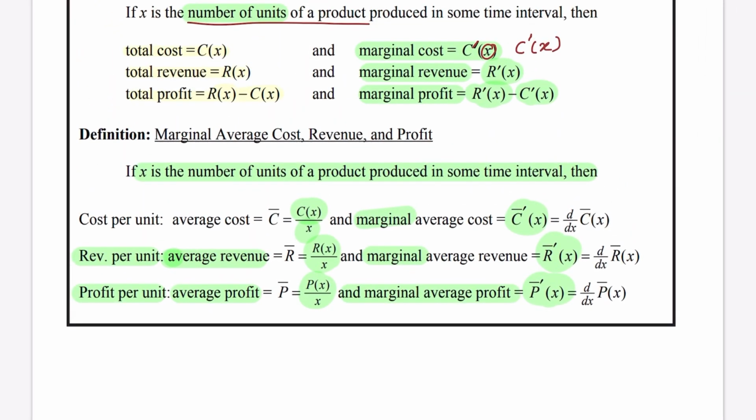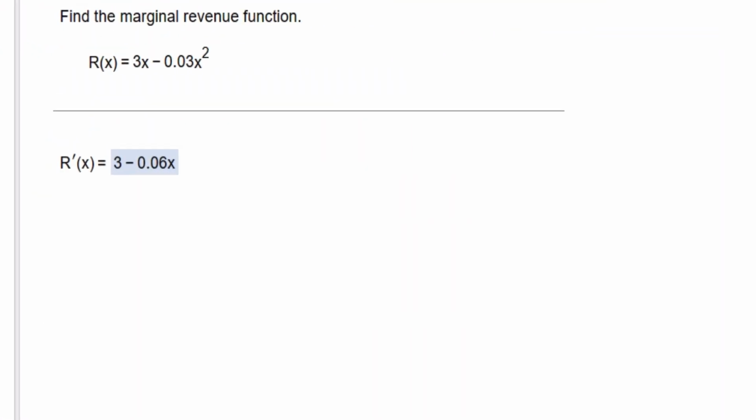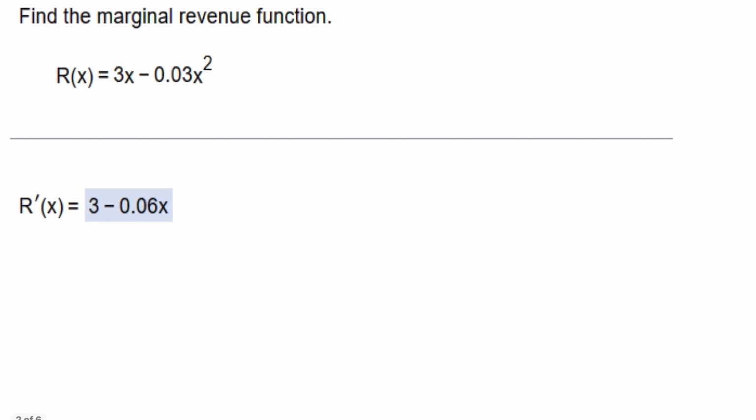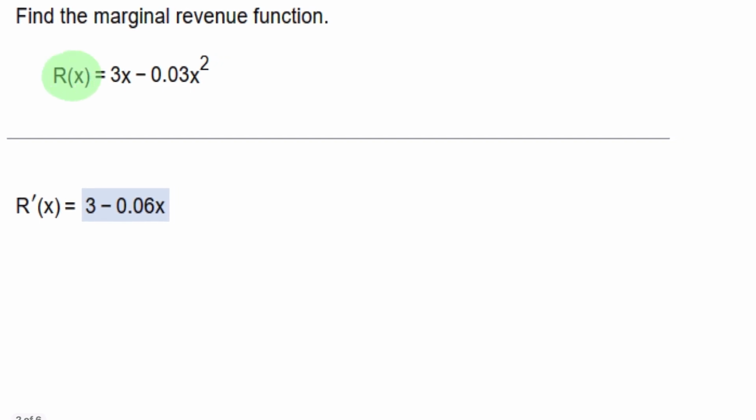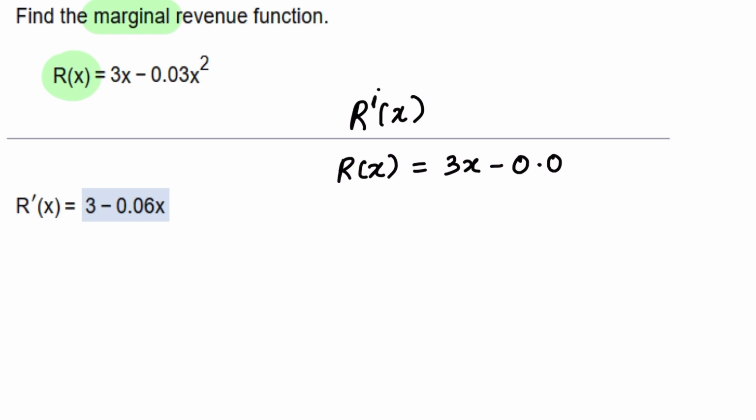Now let's take a look at the problems. You always start by taking a look at what the equation is. That's the revenue function, and they ask me to find the marginal function. Well, when I hear the word marginal, I have to find the derivative, which is simply R hyphen of X. So my function R of X is 3x minus 0.03x squared, only one zero, right?